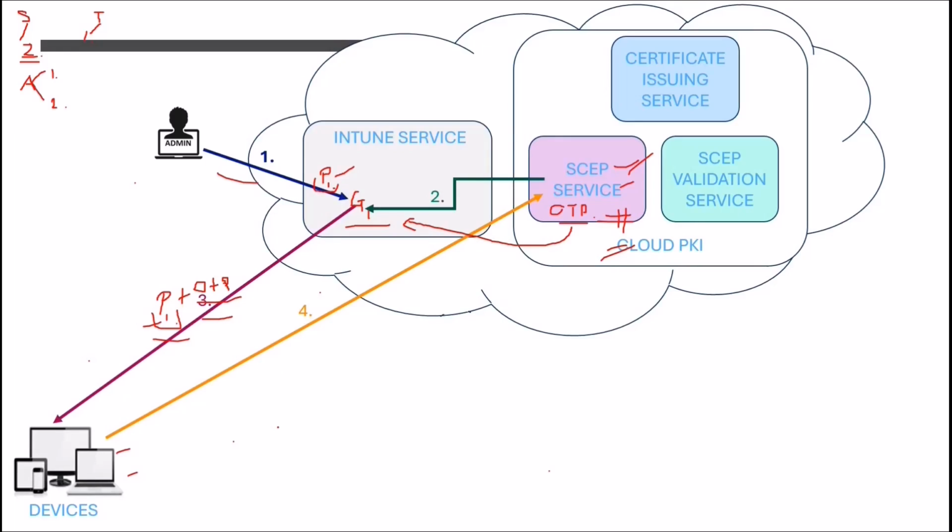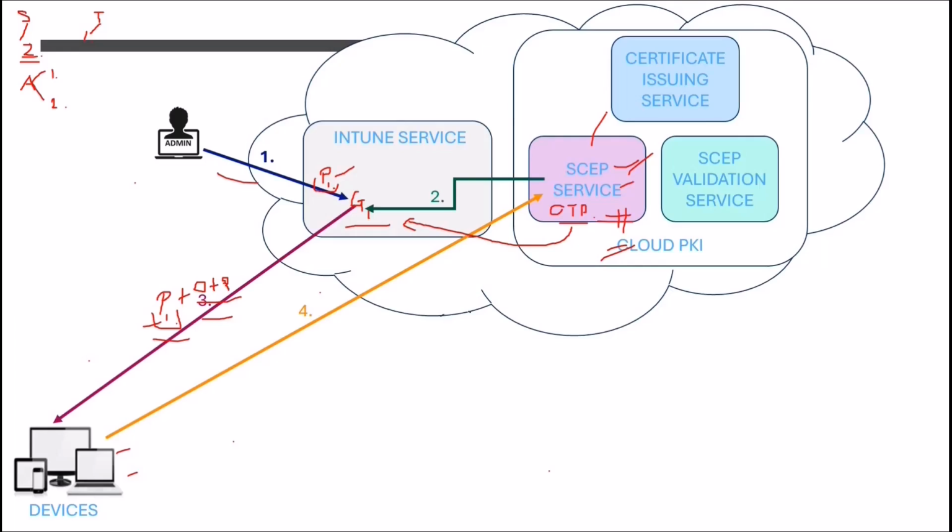So the device does two calls. The first call is called get CA cert and the second call is called get CA caps. We are going to talk about both these calls later on, but for now just know that the device is going to make sure that the SCEP service is actually authentic and can be trusted, and this SCEP service can actually issue a certificate to this device.